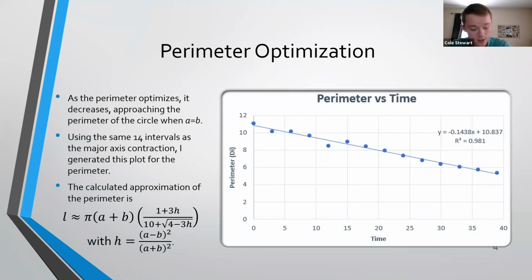Here in the final interval, the end minor axis radius is 2.165 d_i, and the end major axis radius is 7.95 d_i. This is just to say that this was not the complete contraction of the island, as a does not equal b.